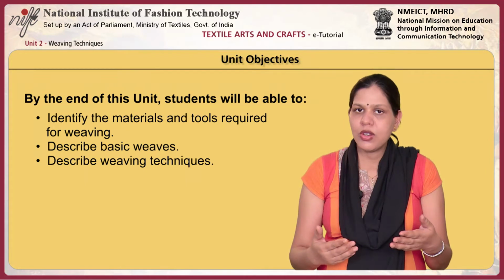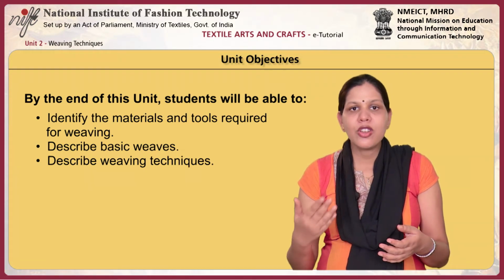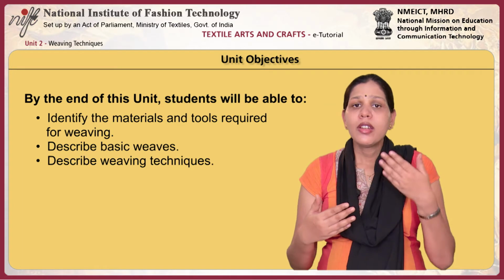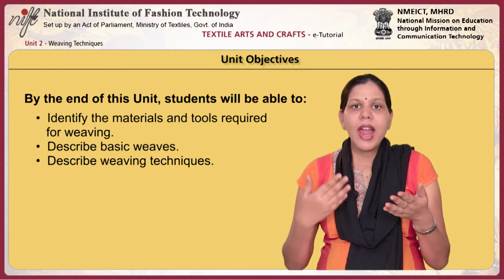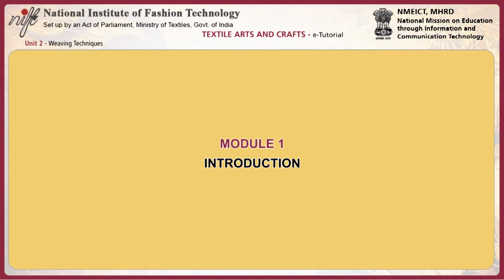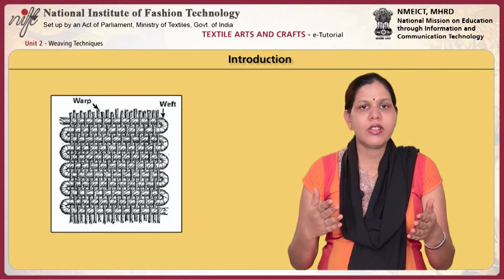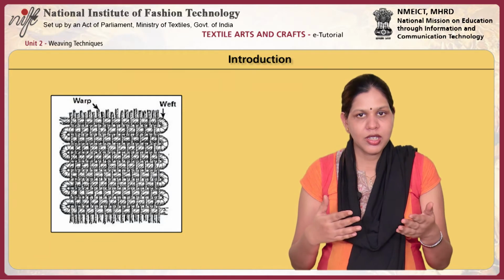By the end of this unit, students will be able to identify the materials and tools required for weaving, describe basic weaves, and describe weaving techniques. The first module will give you an overview of the development of weaving and the different materials and tools used in weaving. Weaving is one of the most primitive methods of fabric construction.